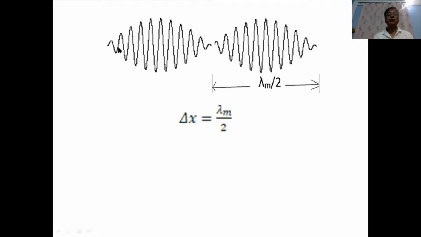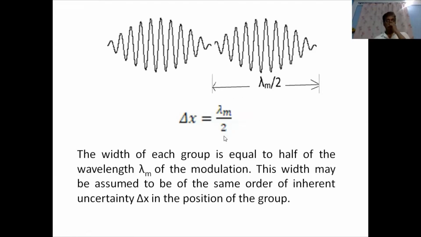So we take from here to here lambda m, that is the modulated wavelength of the result of superposition of the two waves. Then this is lambda m upon 2, that is the half of the wavelength of the two. Now, if this is the wave group associated with the particle, then the particle may be located from here to here, that is anywhere. So we can say that the uncertainty in the position of the particle can be to a maximum of lambda m upon 2. So we say that uncertainty in the position of the particle delta x is equal to lambda m upon 2. The width of each group is equal to half of the wavelength lambda m of the modulation. This width may be assumed to be of the same order of inherent uncertainty delta x in the position of the group.